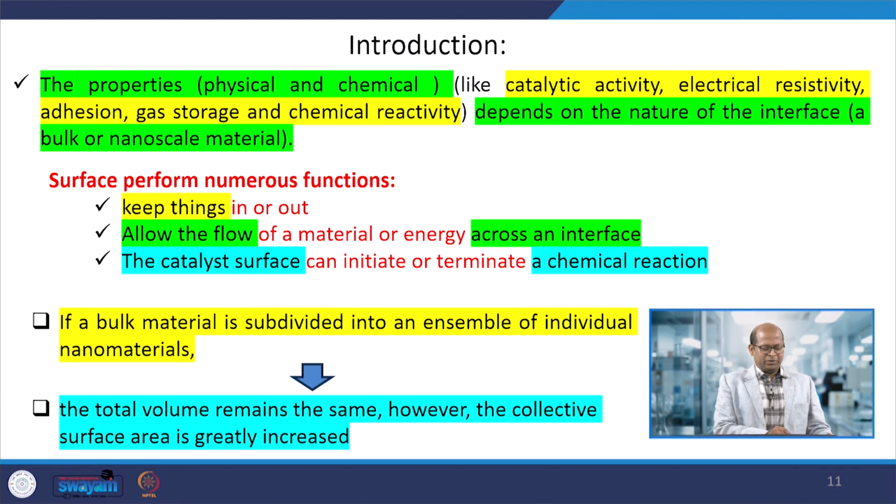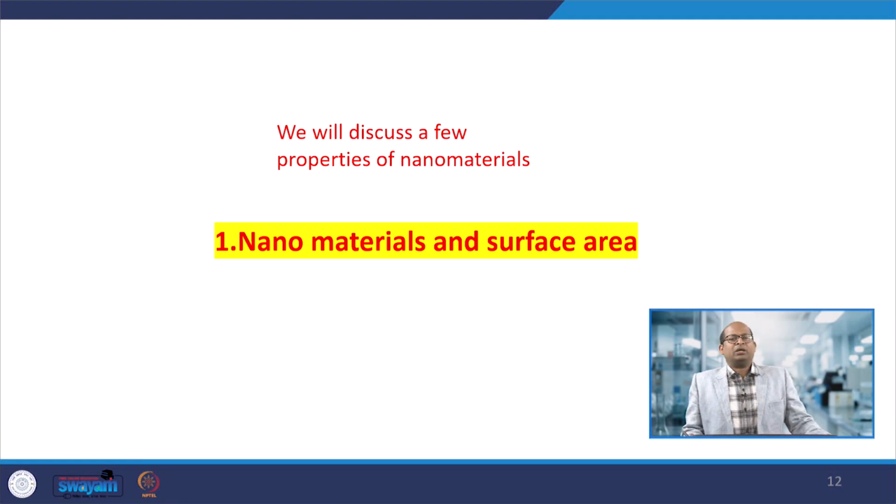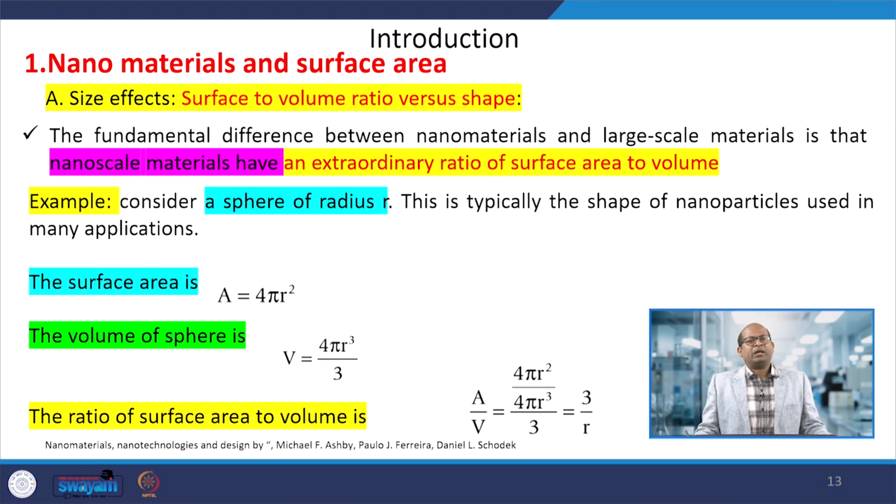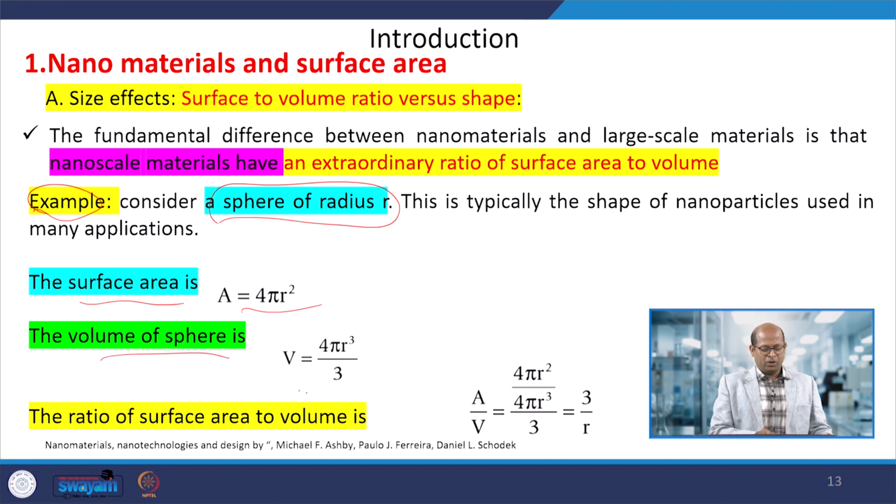Sometimes, when you divide bulk material into a number of nanomaterials, the total volume remains the same. However, the collective surface area would increase. Here we will discuss how the surface area would be affected when you convert bulk materials into nano size. For example, let us say we have a sphere of radius r. If we convert that bulk material into a nanomaterial, how will the surface area to volume ratio change, and how would that affect the overall performance or property of the material? Here is the surface area, and the volume of the sphere is this.